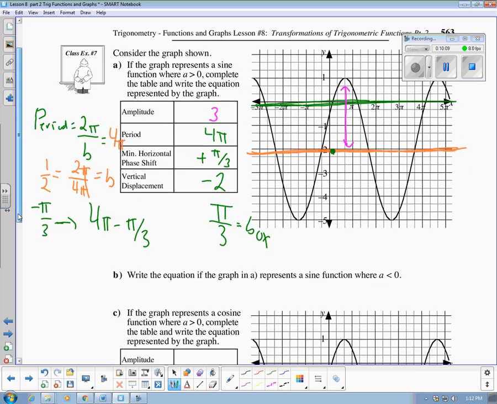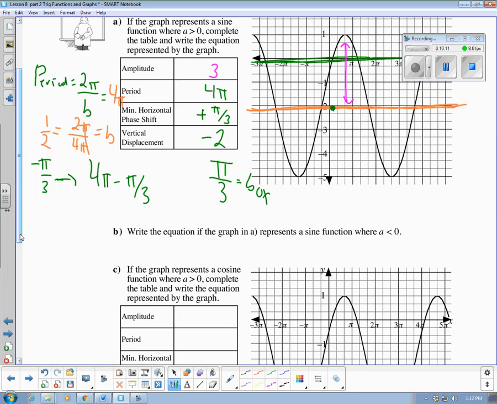So we've got an equation. If this is supposed to be sine, it looks like this. Y equals 3 times sine. My b value is next, a half. Then I have brackets. I have my horizontal shift and the sine included already: x plus pi over 3. And then I went down 2.